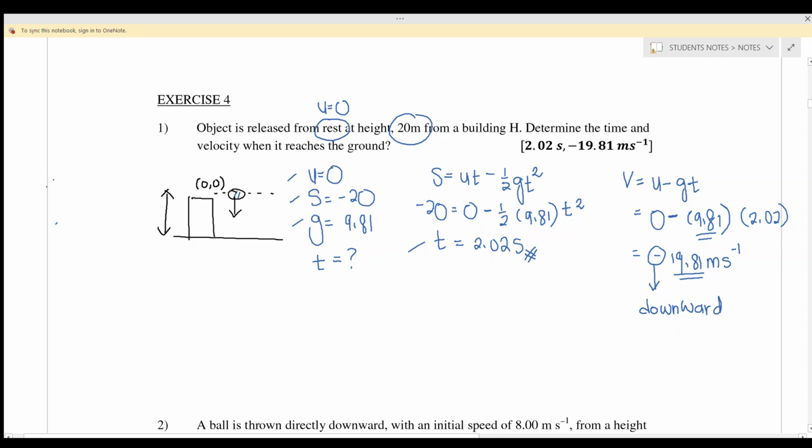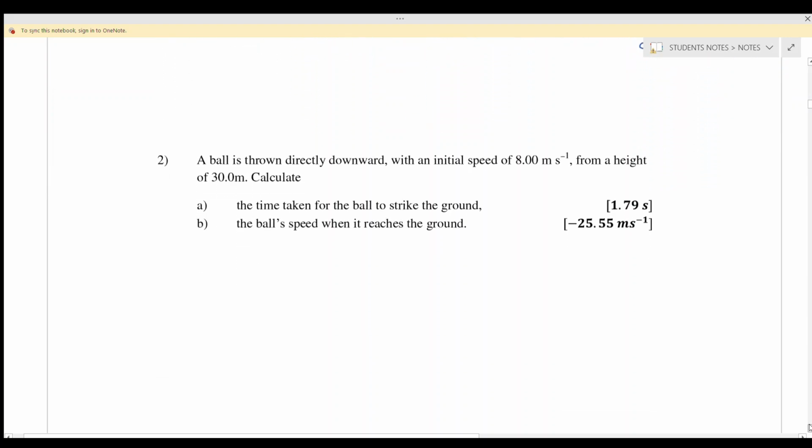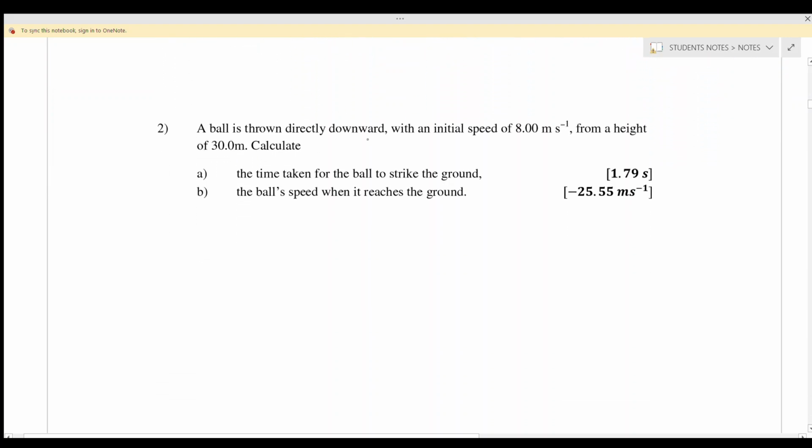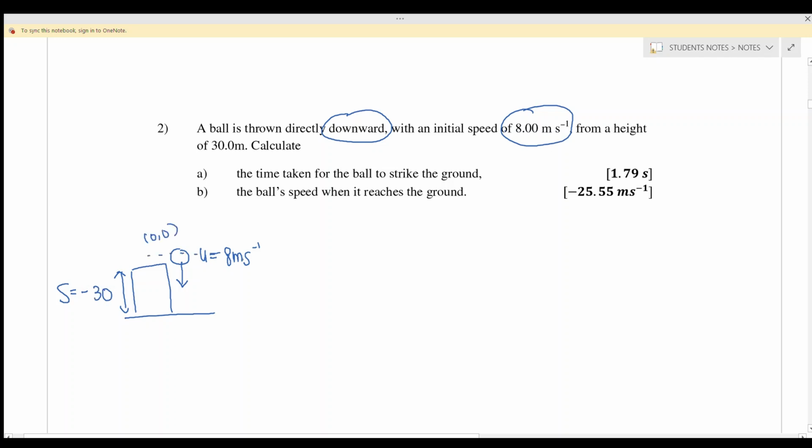Next, question number 2. A ball is thrown directly downward at a speed of 8 meters per second from a height of 30 meters. Similar to just now, but the first question was a release, so the initial velocity was 0. Now the ball is thrown with an initial velocity of 8 meters per second, and s is equal to negative 30 because this is the origin, 0, 0, and you are throwing downward. Another piece of information is the acceleration, 9.81.